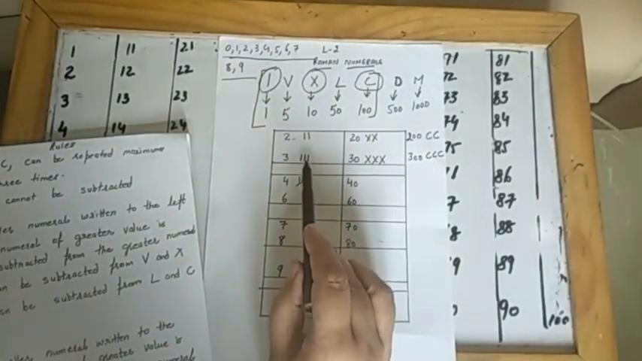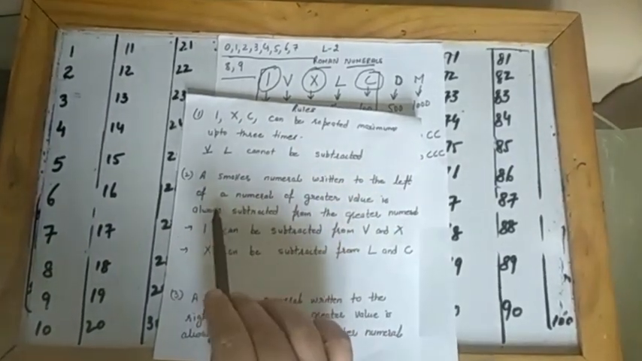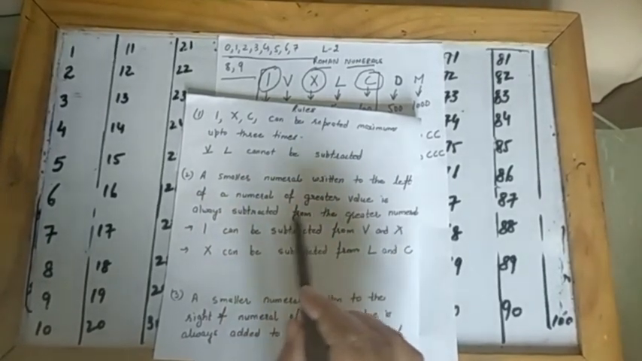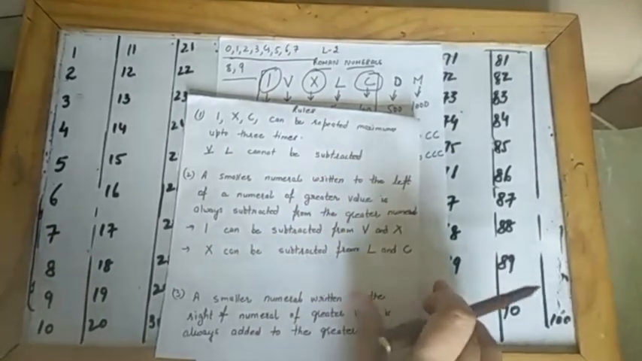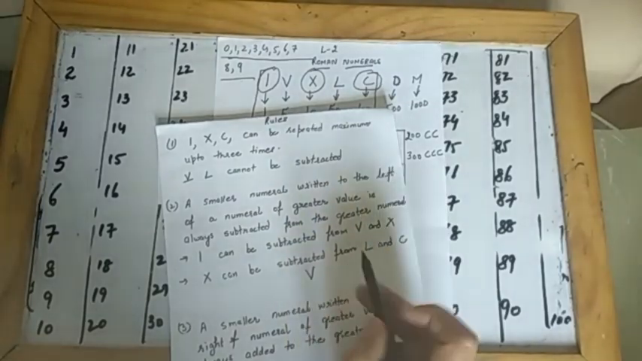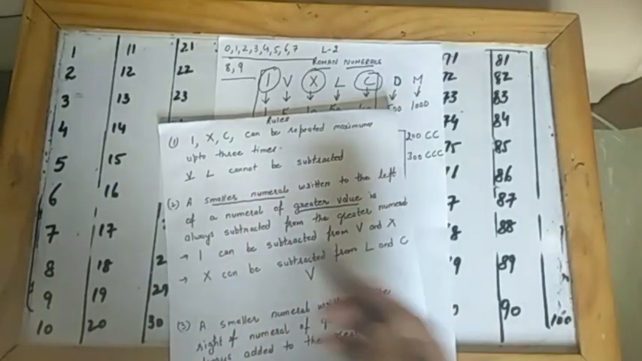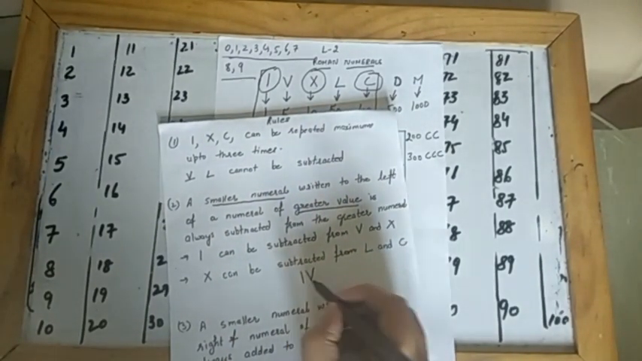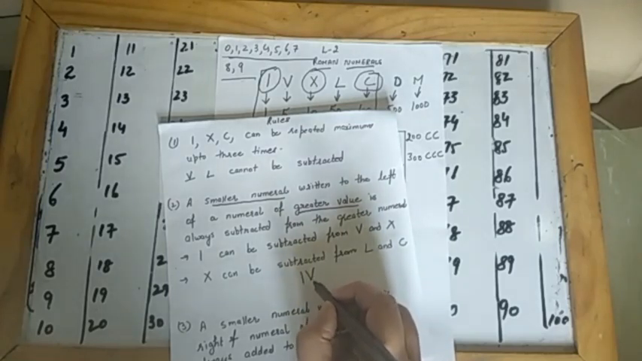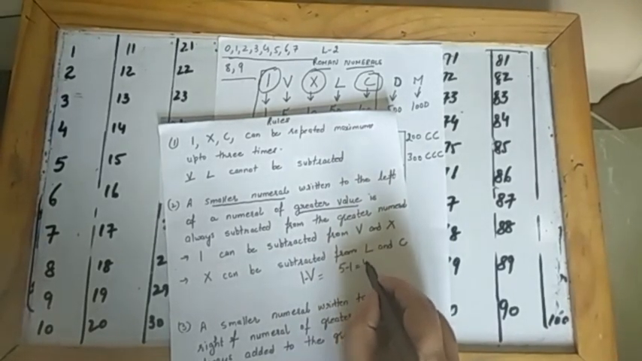Now the second rule says, if I cannot repeat the symbols more than 3 times, then how will I form 4? Now come to the next rule, which says a smaller numeral written to the left of a numeral of greater value is always subtracted from the greater numeral. So suppose you have a numeral V, which is 5, of greater value, and if I write a numeral of smaller value, this 1, at the left of V, it gets subtracted. So this will become 5 minus 1, it will become 4.